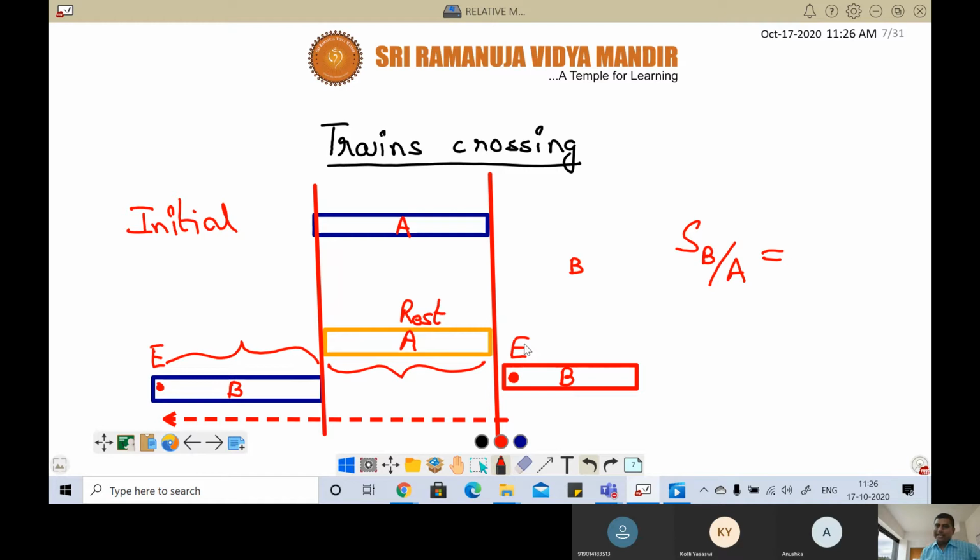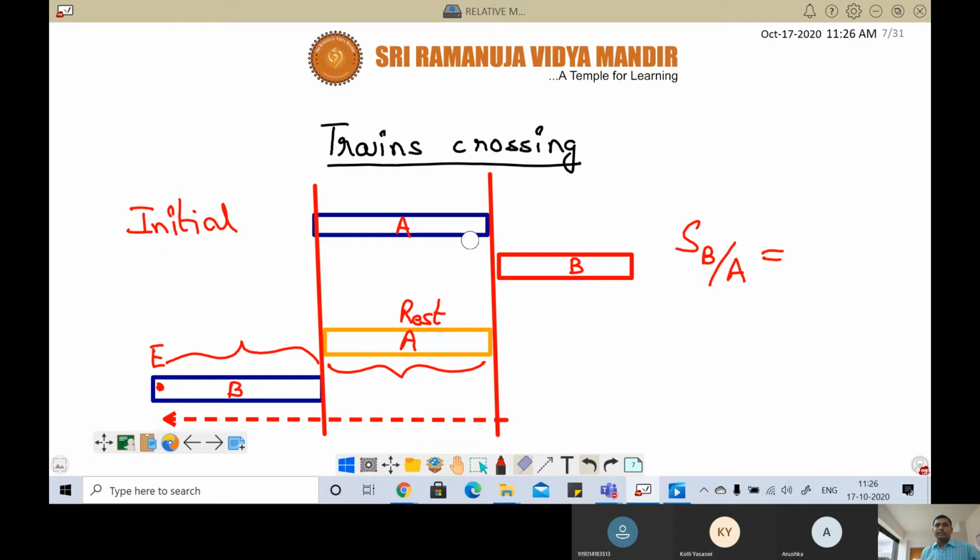So always, this diagram will not be given. That's why I'm drawing this again and explaining. The initial condition should be taken like this only, and this is the final condition. I hope you understood.